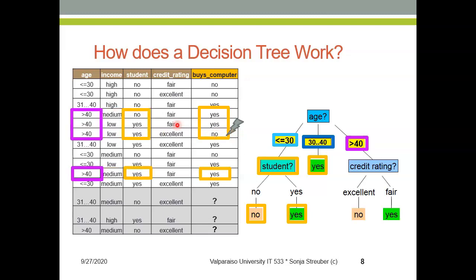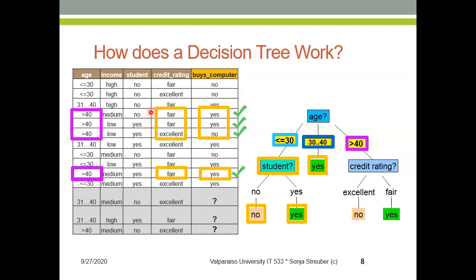What about being a student? We were lucky with that before. Age over 40 and no leads us to buys computer, yes. Age over 40 and yes leads us to buys computer, yes. Age over 40 and yes, buys computer, no. So also not a good predictor. Let's see if we're luckier with credit rating.